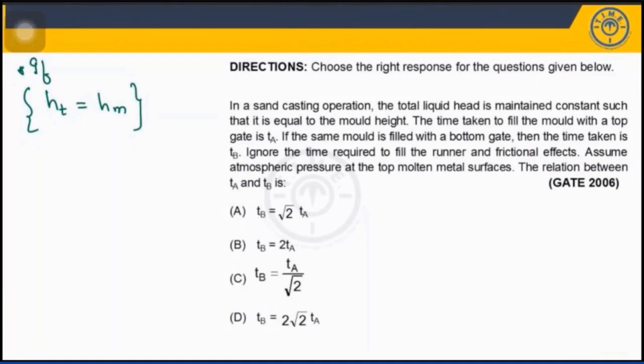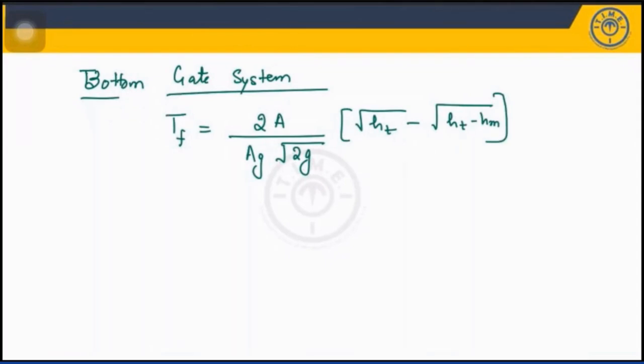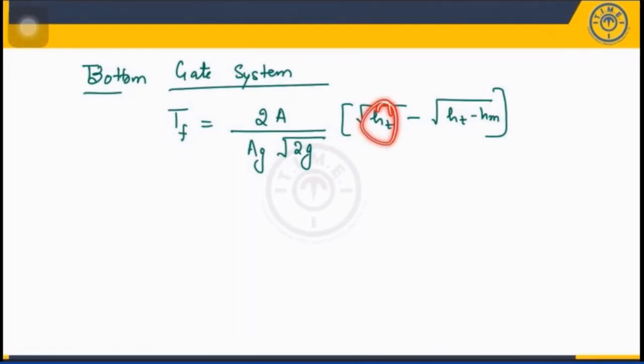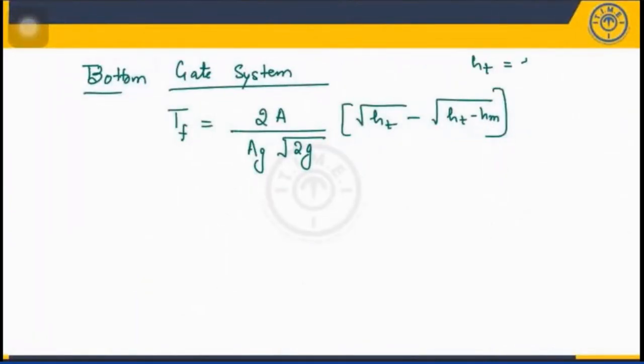Okay. So you know the time required for filling the mold cavity by the bottom gate system, which is 2A over root 2g times root HT minus root HM. I have discussed this in my live classes also. Here HT is the total height and HM is the mold height. It is given that the total liquid head is maintained constant such that it is equal to the mold height. That means the HT value is equal to HM.